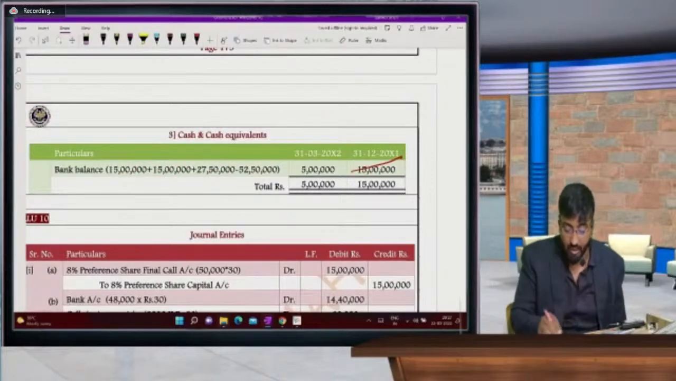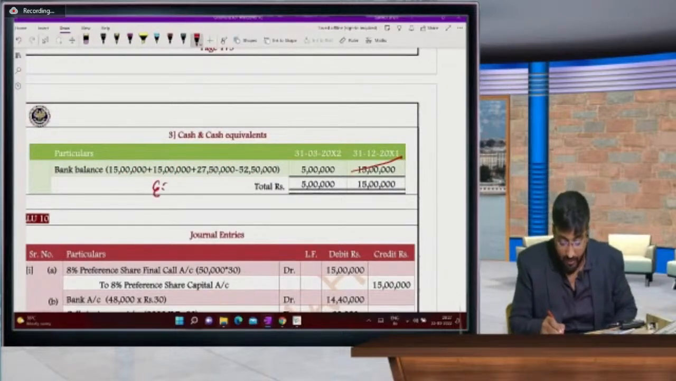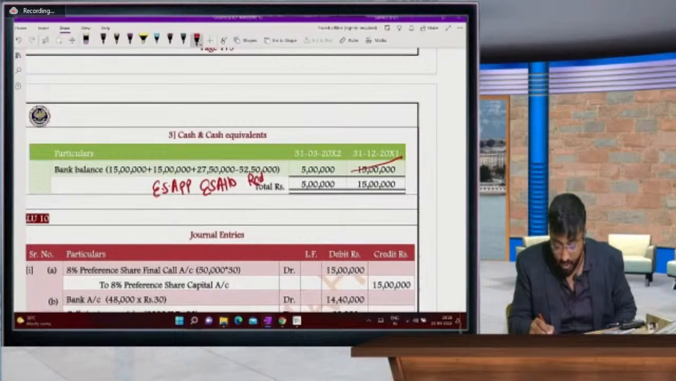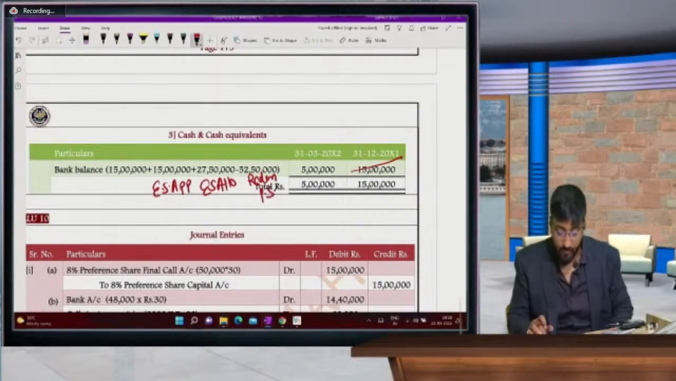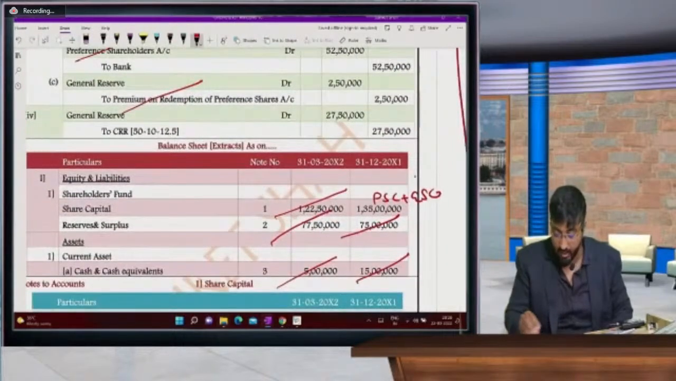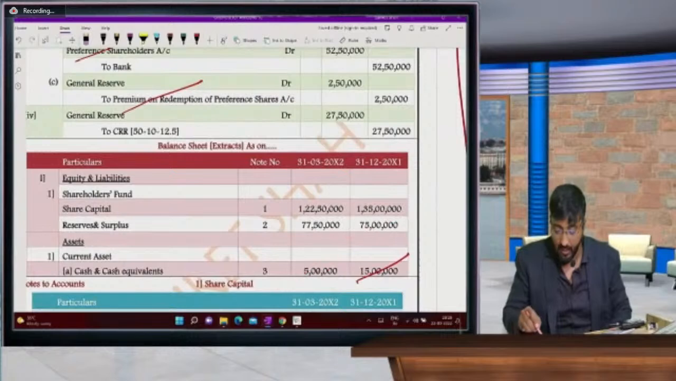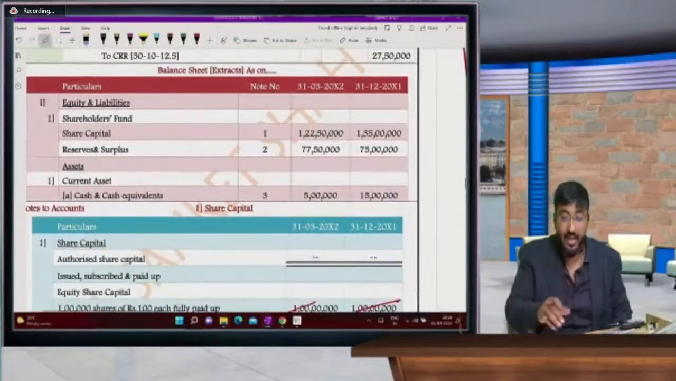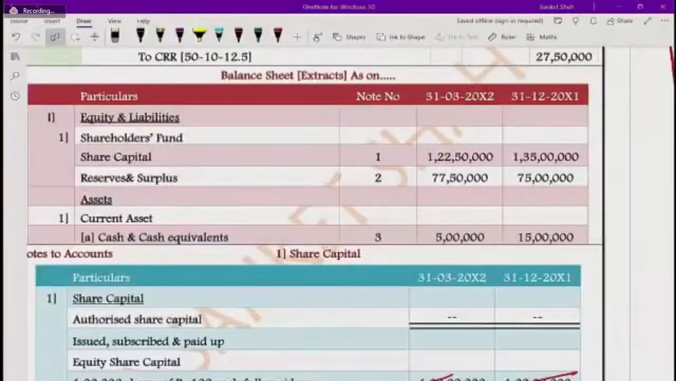So you can take a screenshot. So this 15 lakhs of equity share application, this is for equity share allotment, and this is for redemption of preference shares. This 50 lakhs original, this is for CRR, this is for premium on redemption. You can take a screenshot of this balance sheet extract. I will show you. And notes are given below. It's very simple. Line by line, you have to go. Take a screenshot. Last year and current year. Please make sure. Yes. Now I will give you tips at the end.